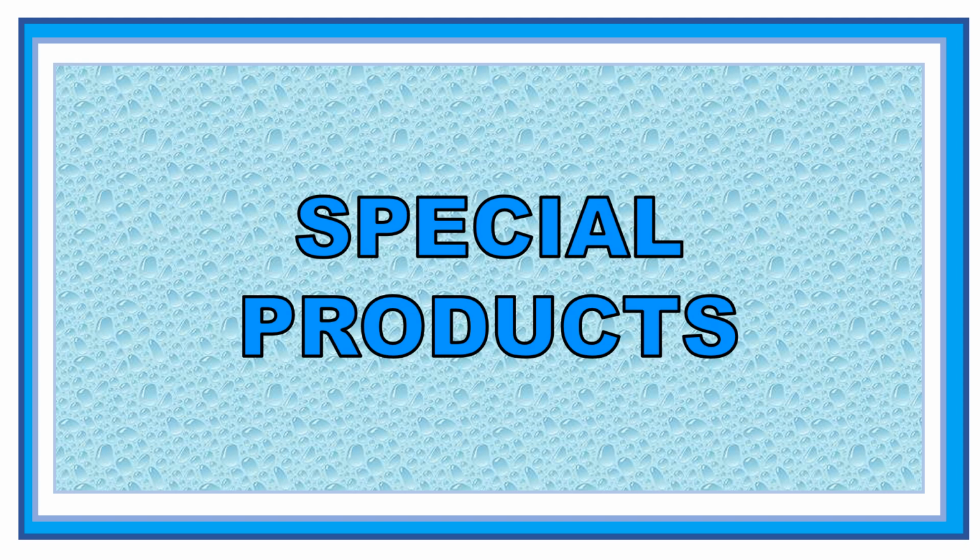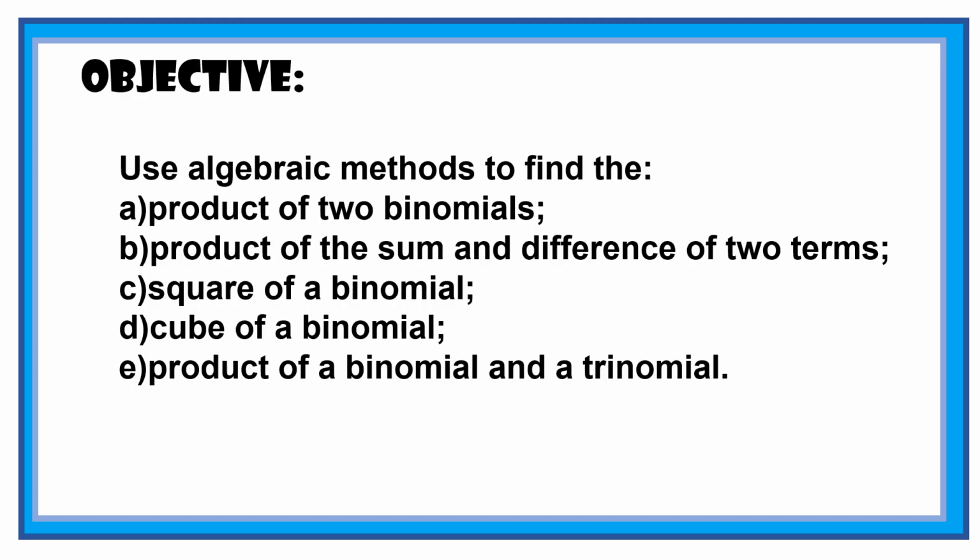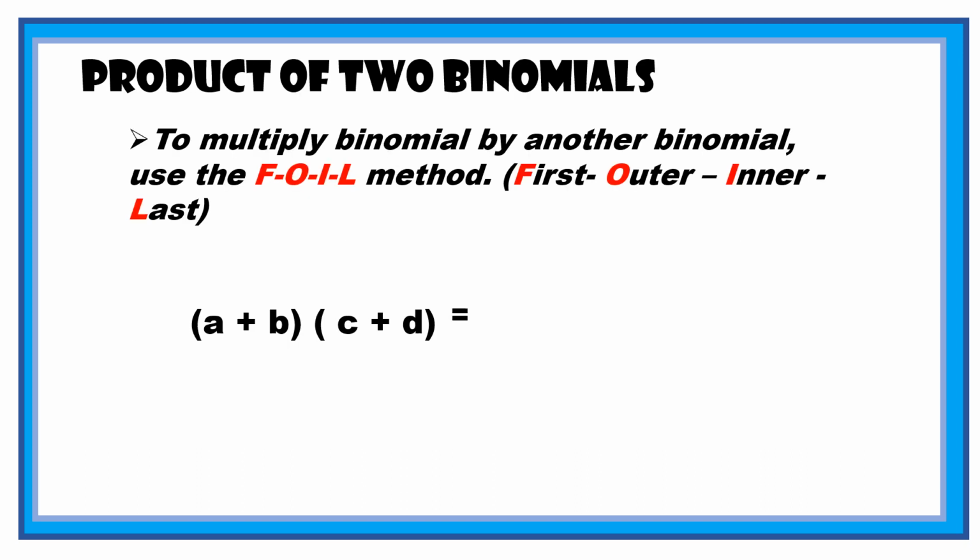For today's video, we will talk about special products. Special products are simply special cases of multiplying binomials. Our objective is to use algebraic methods to find the following: the product of two binomials, the product of the sum and difference of two terms, the square of a binomial, the cube of a binomial, and the product of a binomial and a trinomial. Let us start with the product of two binomials.